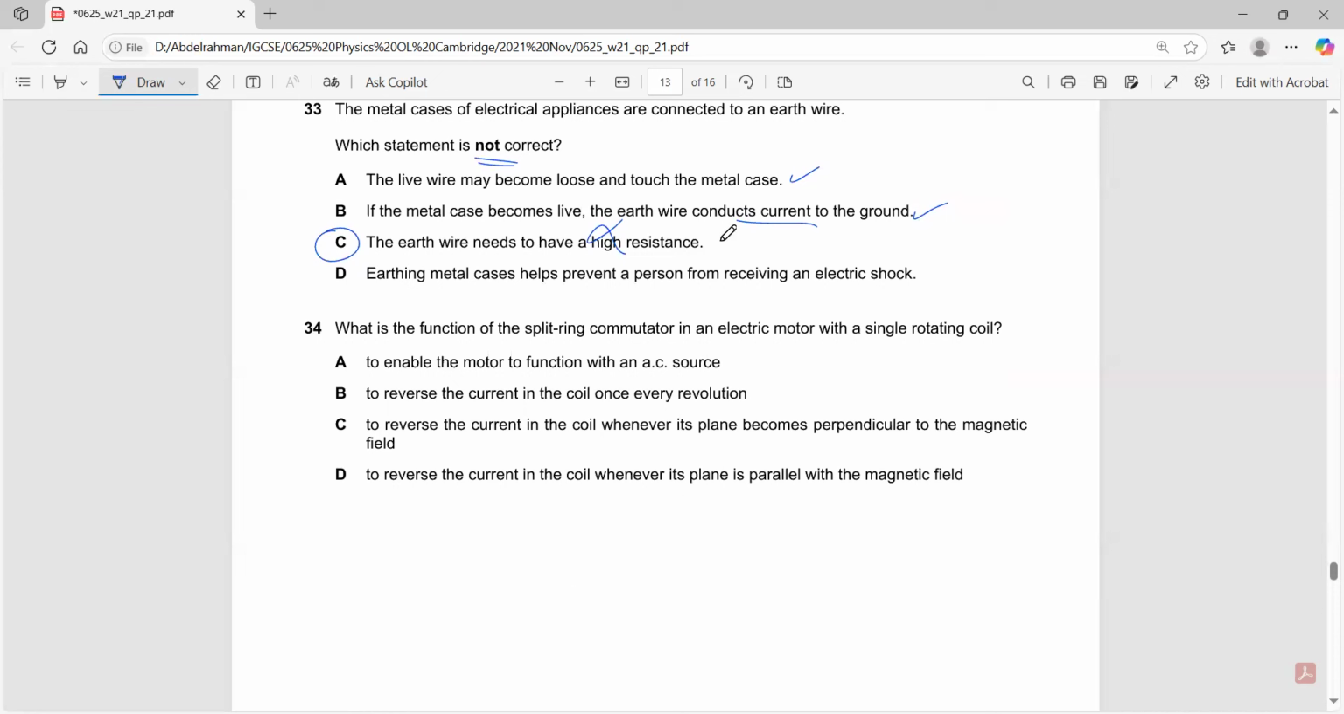Split ring commutator, what does it do? It reverses the current whenever the plane becomes perpendicular to the magnetic field. Yes. Why? To keep the coil rotating in the same direction.